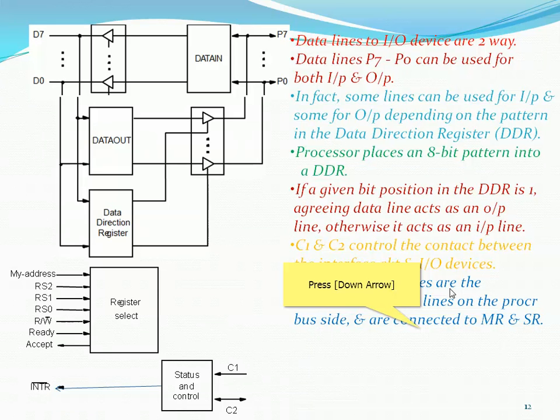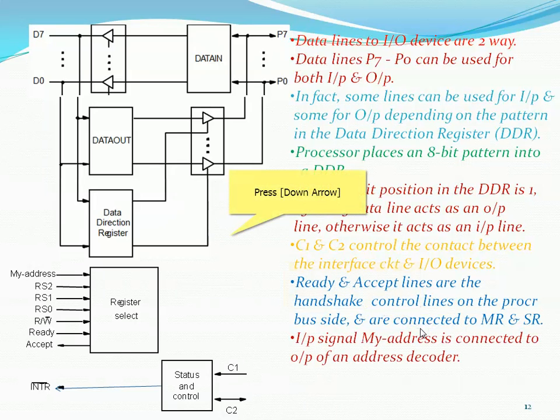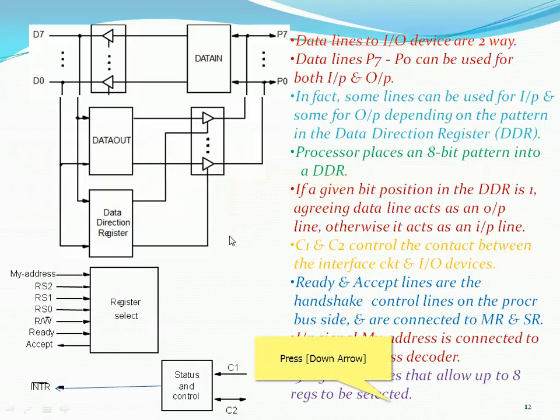Control lines on the processor bus side are connected to the master ready and slave ready, MR and SR, right? So the input signal my address is connected to an output of an address decoder. So my address will be connected to the output of the decoder. So the 3 register selects allow up to 8 registers to be selected.